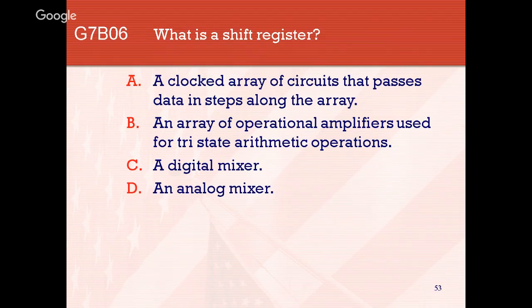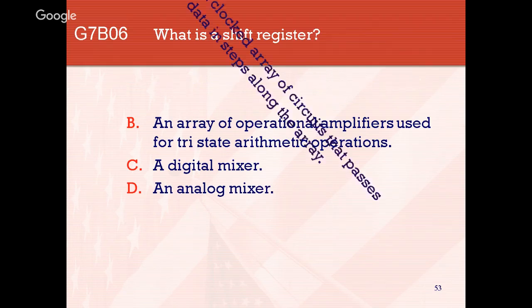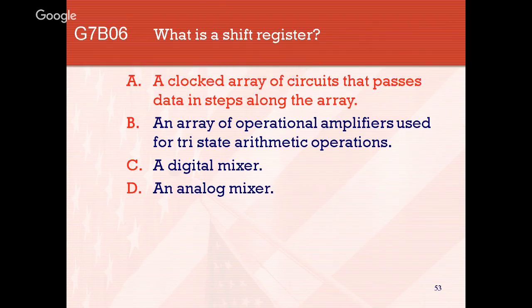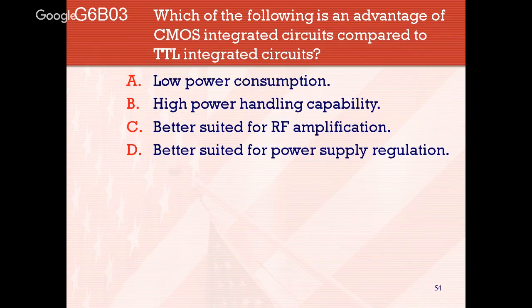What is a shift register? Okay, remember what the shift register does. It's a clocked array of circuits that passes data in steps along the array. Whatever state it is, you can shift it using this type of circuit, and it's called a shift register.